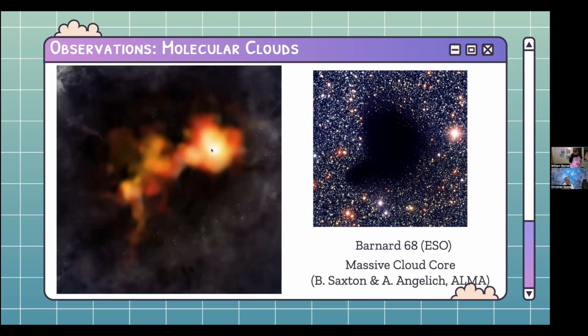Similar here, if you go to radio wavelengths, you can see these massive cloud cores that are very diffuse and billowy, right? Where these will eventually condense down into very large stars, the sort of bright blue stars that we talked about at the beginning.